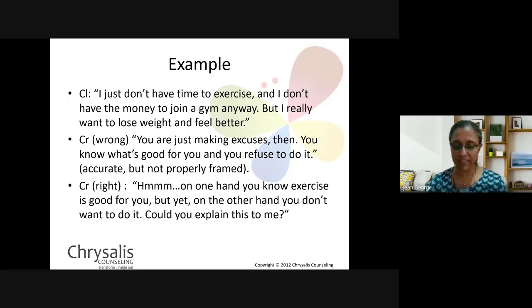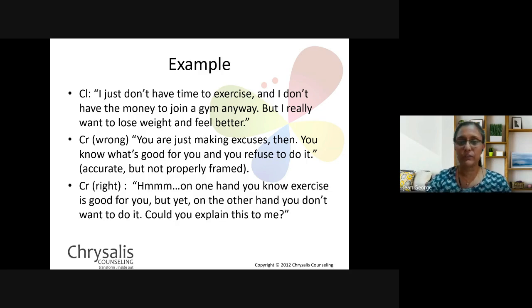Okay, welcome back. We were looking at influencing skills. We looked at one, which is confrontation. We looked at an example. We were talking about how influencing skills help to motivate change and bring about the next level to move into, to propel change in counseling.